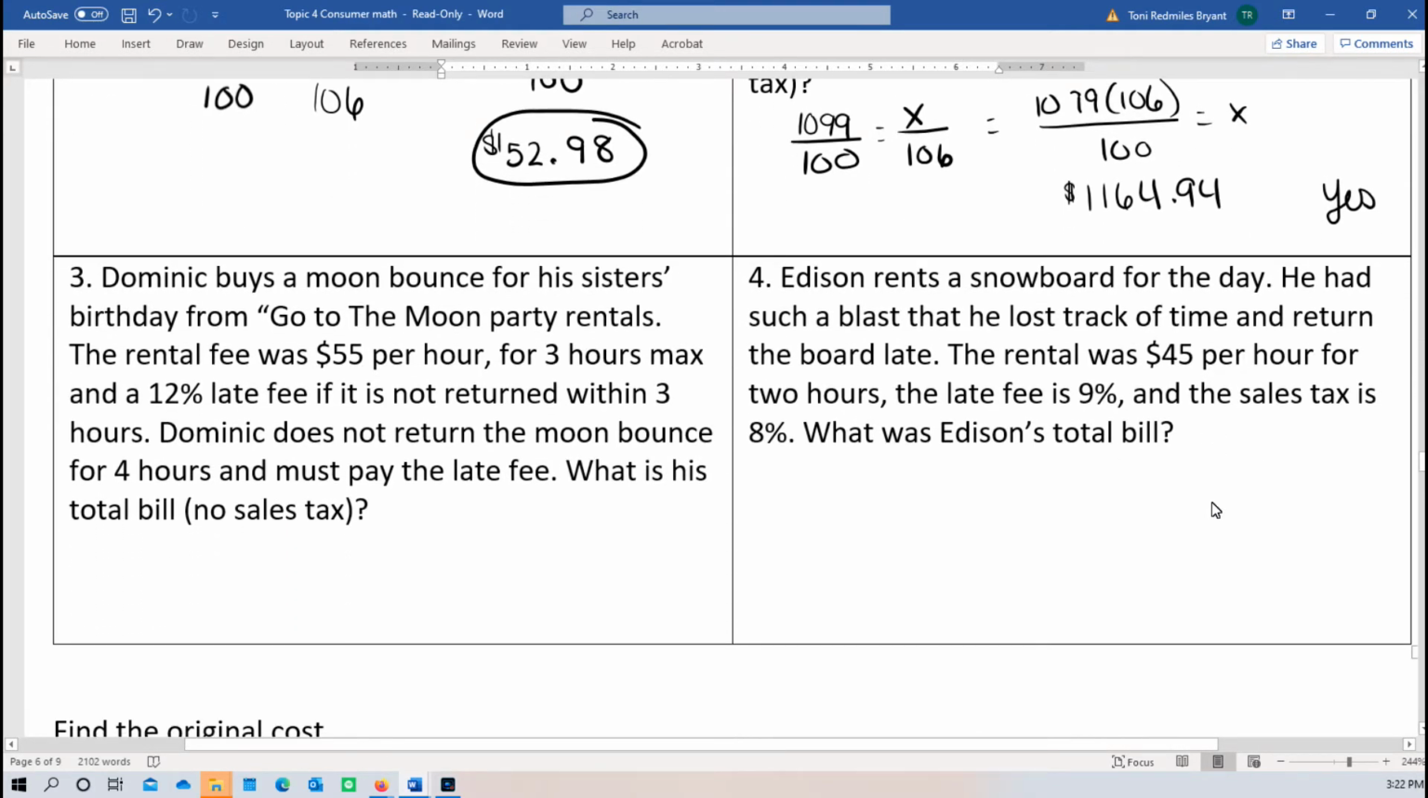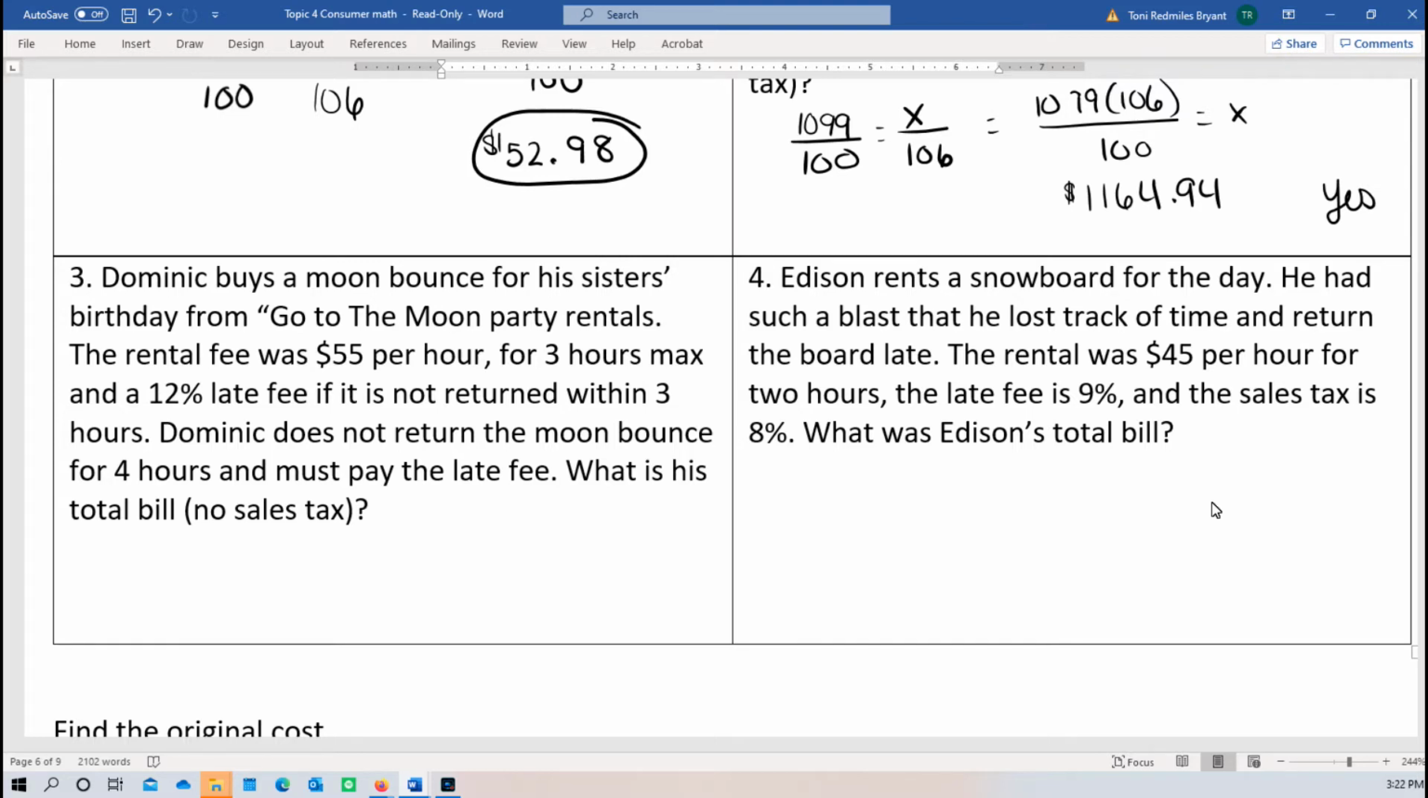All right, Dominic buys a moon bounce for his sister's birthday from Go to the Moon Party Rentals. The fee is $55 per hour for a 3-hour max and a 12% late fee if he does not return it within 3 hours. Dominic doesn't return the moon bounce for 4 hours and must pay the late fee. What is his total bill?